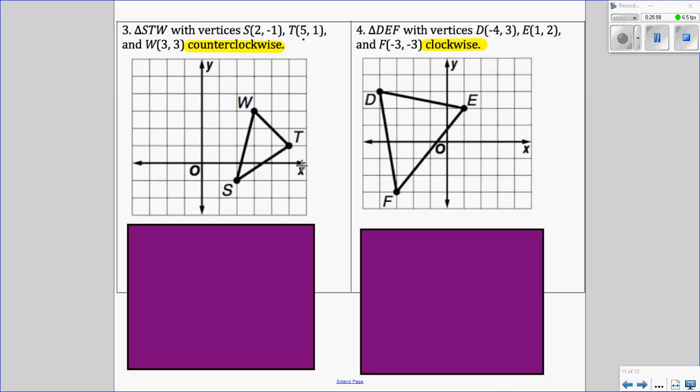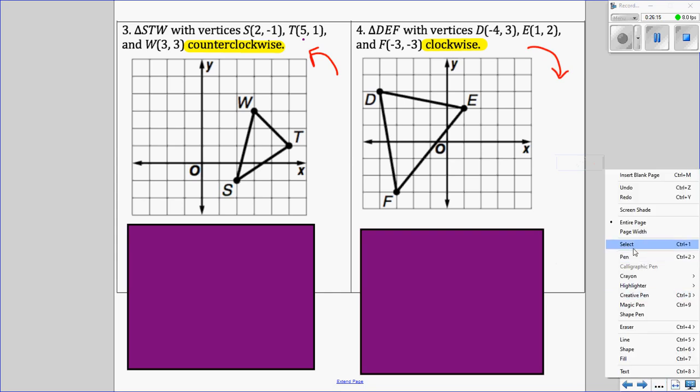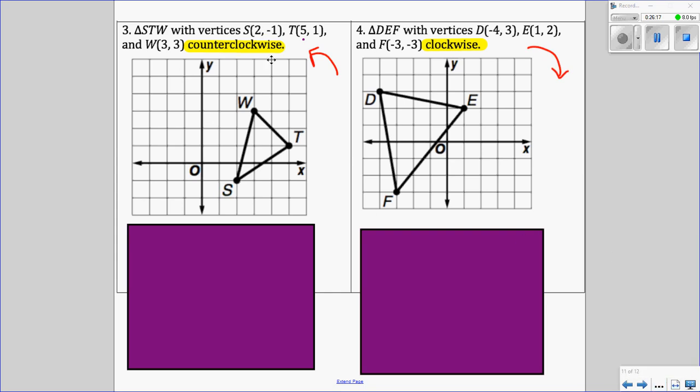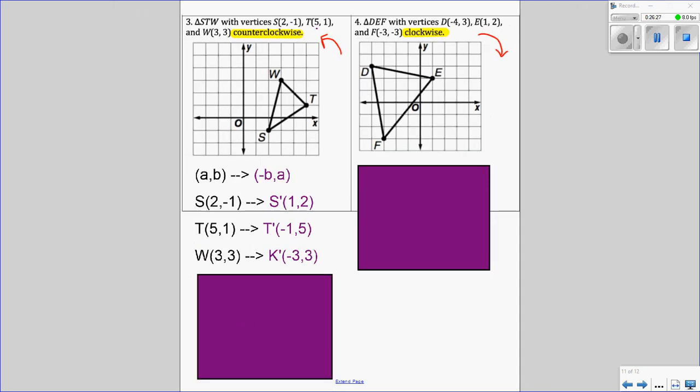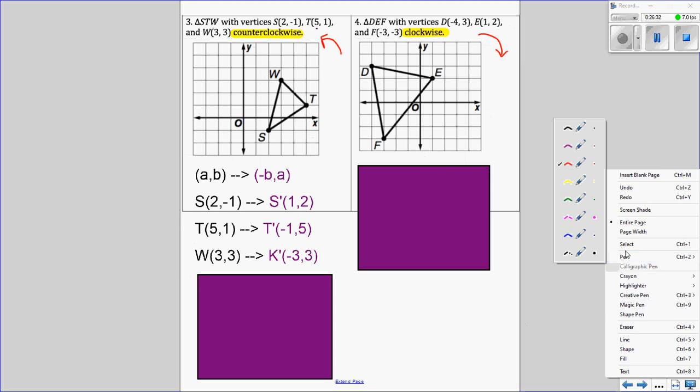Now last two. Again, this is 90 degrees counterclockwise. So I'm going to draw the arrow to show what direction this is going to be turned. Clockwise and going in this direction. So I have my vertices for the triangle, counterclockwise, 90 degrees. That means I'm switching the letters, and the B will be negated. Once I've done that, then I could follow the procedure, and then I can plot the points.